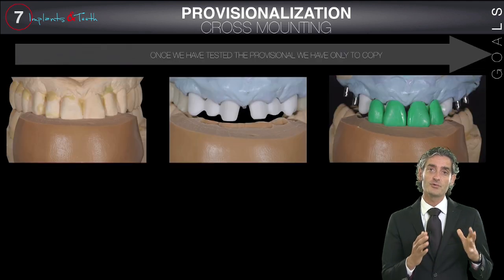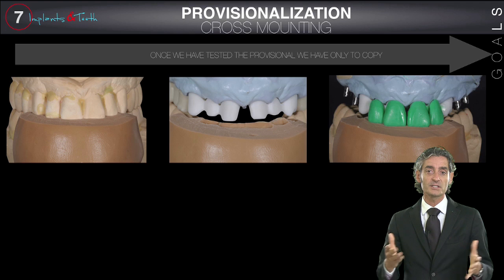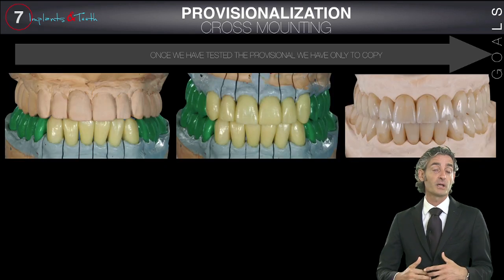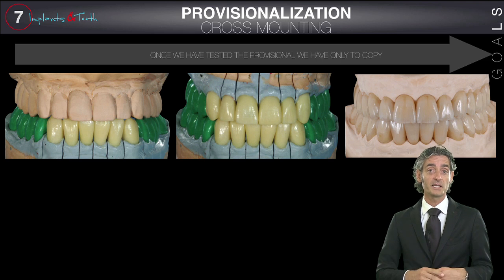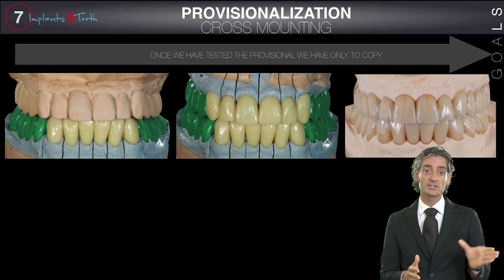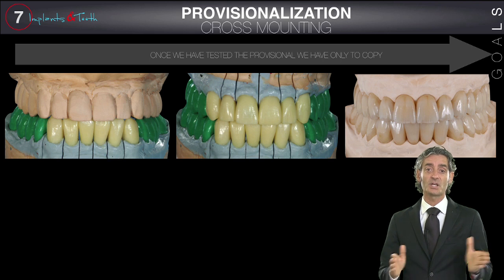And then through the use of a silicone index, look here, we can create our work, for example the printed, pressed and painted technique, and as you can see here, the full mouth rehabilitation copying exactly the shape of our provisional.